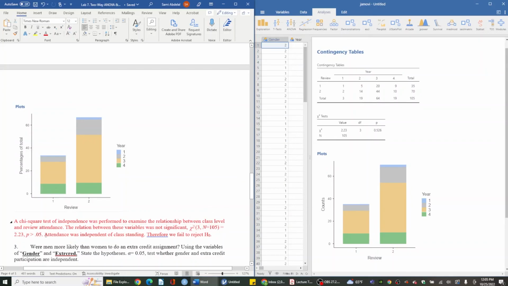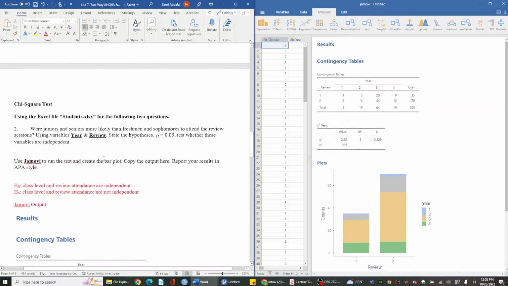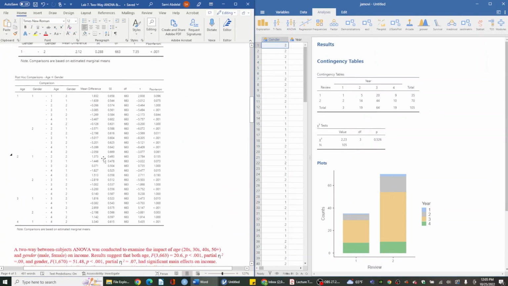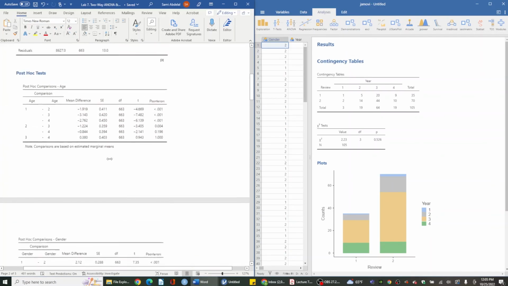So then we have a sentence to say what this formula means. Attendance was independent of class standing. Therefore, we fail to reject the null hypothesis. So it's as easy as that. I think number one is probably going to be a little bit more difficult just because you have to interpret these post hoc comparisons. But it's easy once you have the graphs.